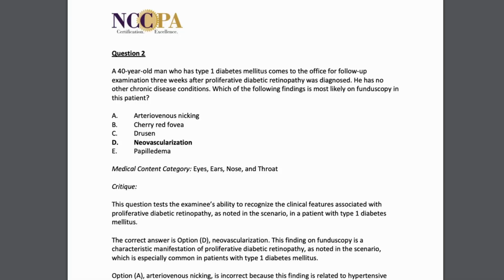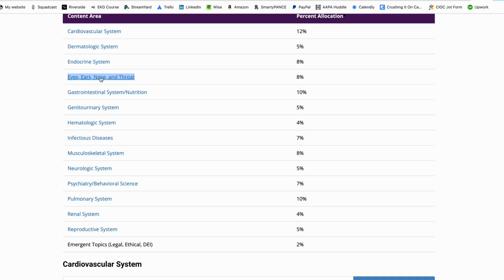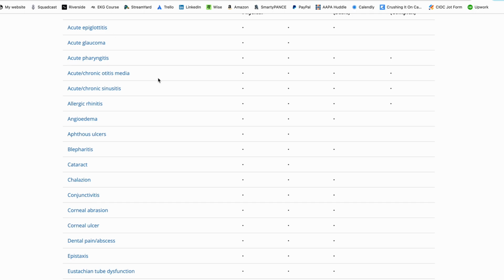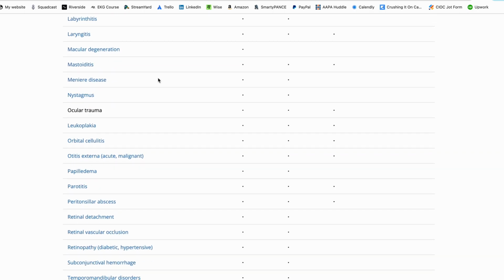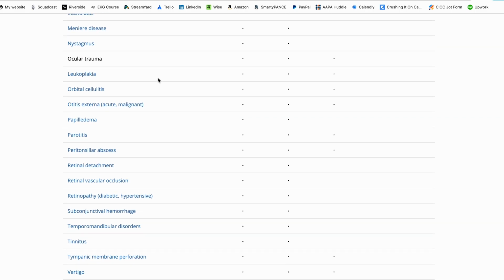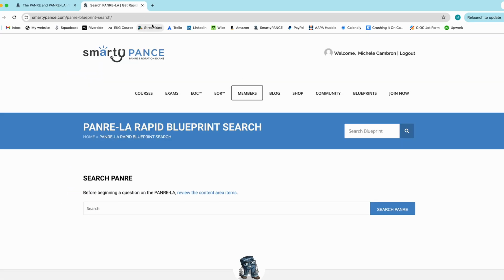And now let's go on to this next scenario. This tells me that it's coming from the EENT section. So I'm going to open up here the blueprint for the ENT section. Again, if you wanted to, you can familiarize yourself with the topics in this one. It's kind of a big one, so I probably wouldn't. Then you're going to have your rapid search open, ready to look at the question now.